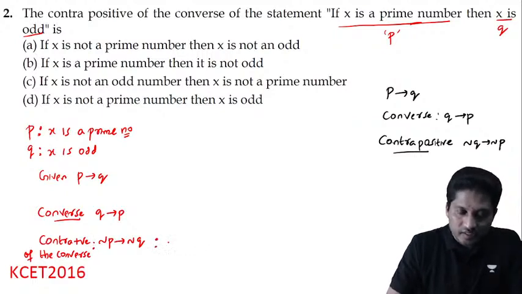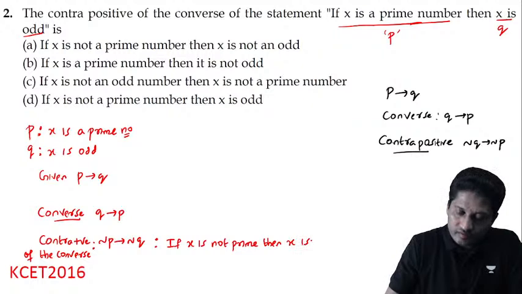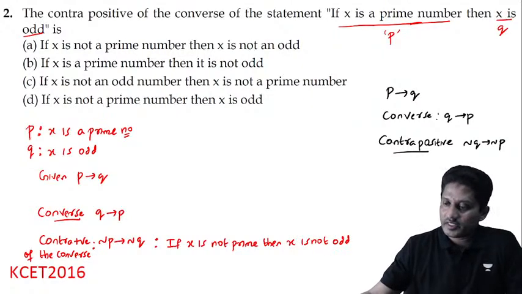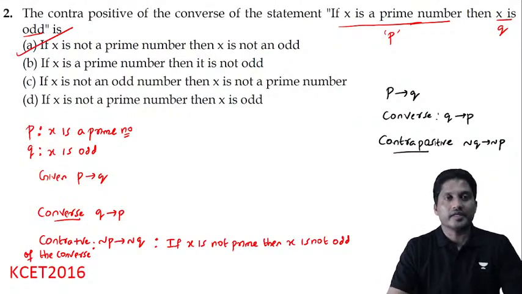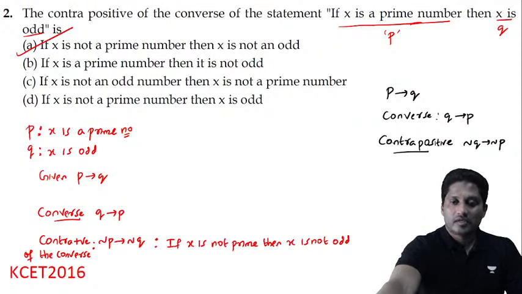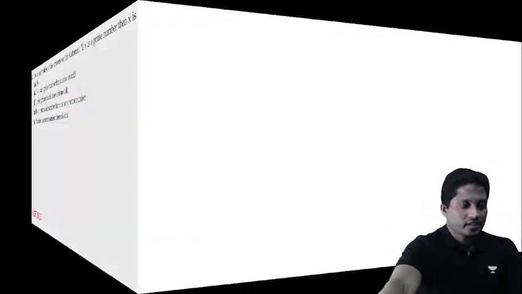That is, if x is not prime, then x is not odd. Right? Answer is option A only. If x is not prime, then x is not odd. Let's move to the next question.